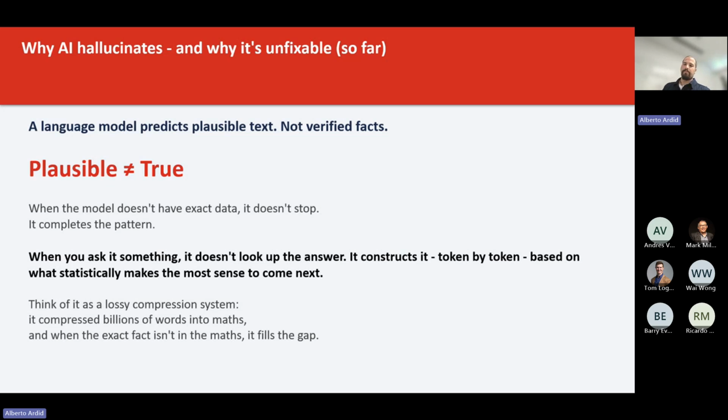The key thing is the way these models are trained. They have read an extraordinary amount of human text online and compressed it into parameters. When you ask the model something, it doesn't look for the answer, not online and not in some database. It constructs it word by word, or token by token, based on what statistically makes the most sense as the next word. So it's a tool designed for making plausible text, but plausible is not true.